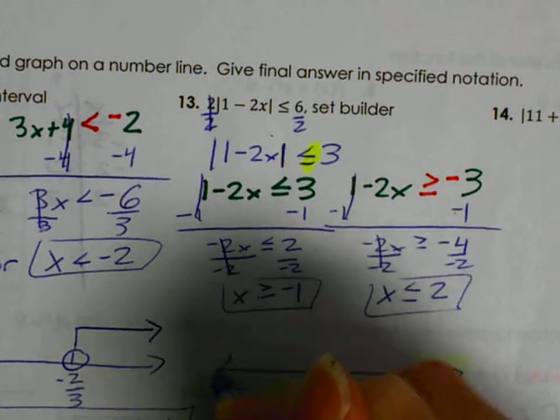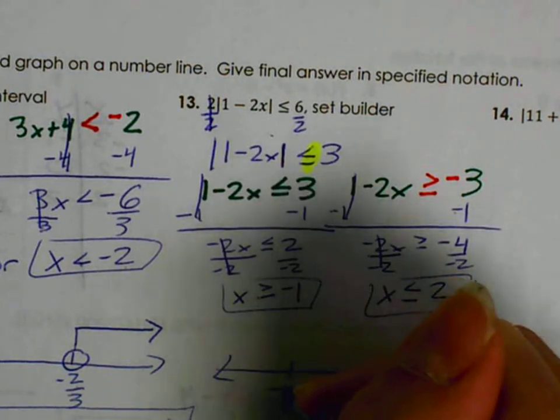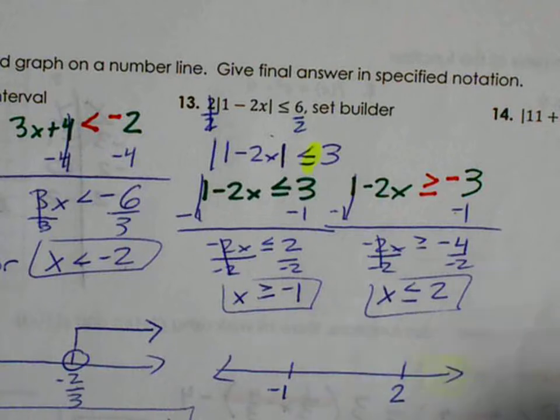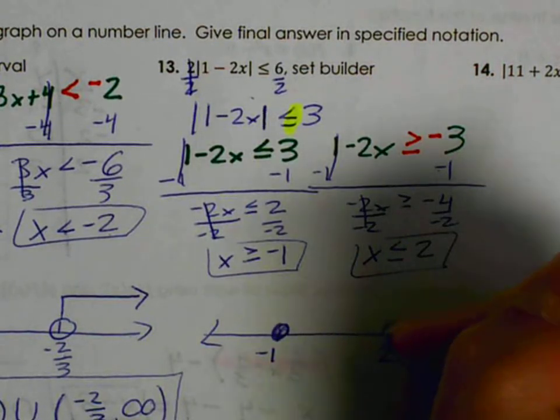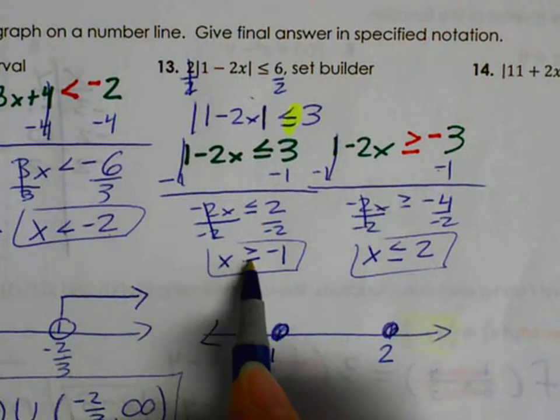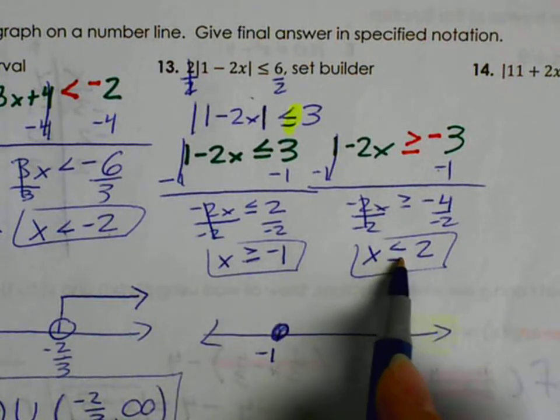When I put this on my number line, the negative number goes to the left. It is smaller than my positive number. I have closed circles on both because it is greater than or equal to, less than or equal to.